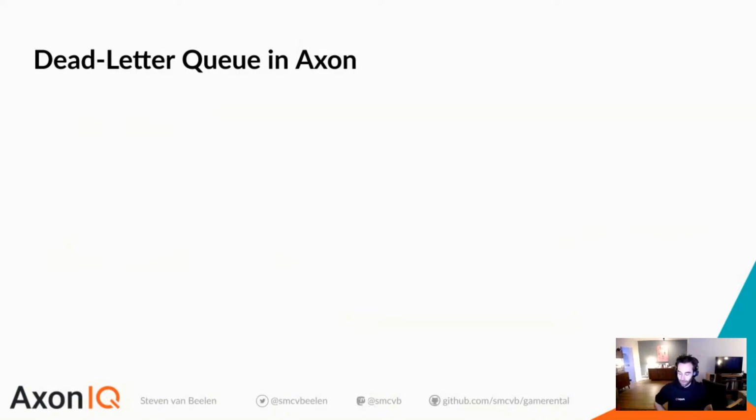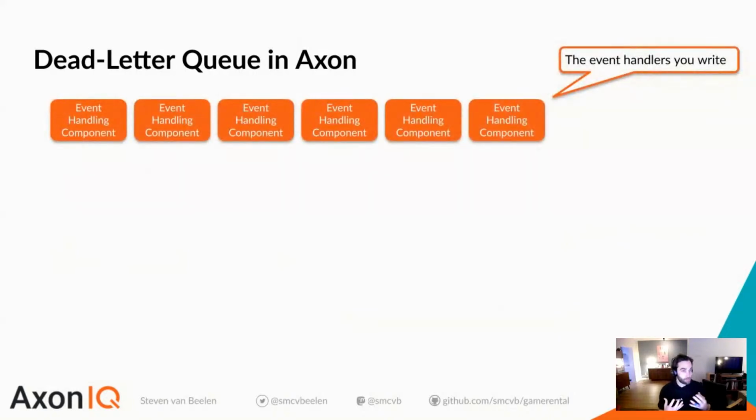So let's first have a common understanding of what that would mean, building an application with Axon and where your components reside. We can state that we have some number of event handling components. These are the classes containing the event handling functions that you write, so the functions that you annotate with @EventHandler. You have made them part of your application context in a Spring environment or registered them as event handlers. So this is the code that you write, these event handling components.